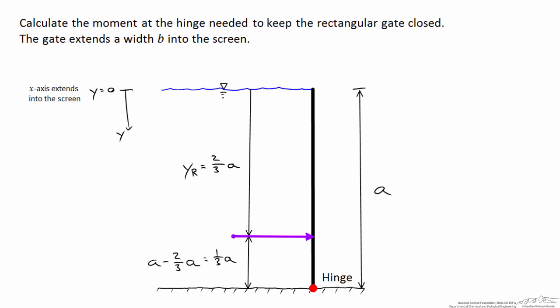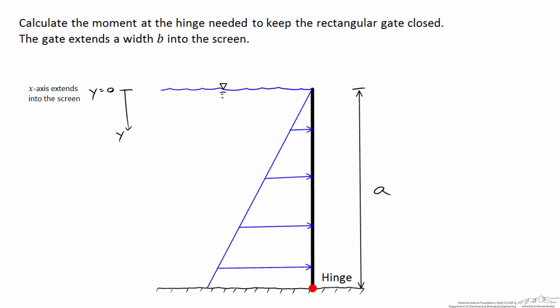To calculate the moment about the hinge, I need both the lever arm, in this case 1/3 a, and the magnitude of the resultant force. If I look back at the pressure prism, the magnitude of the resultant force Fr is equal to the average pressure times the area of the gate. And because it's a linear pressure profile with the pressure of 0 at the top, the average pressure is a pressure acting right at the centroid. And in this case of a rectangular gate, the centroid is a value of a over 2. We'll call this hc. The depth of the centroid is 1/2 a.